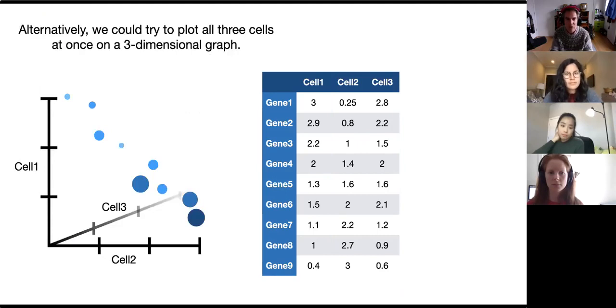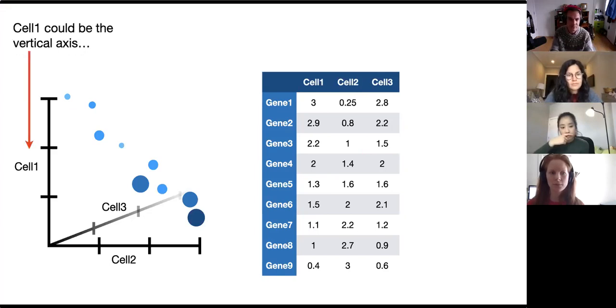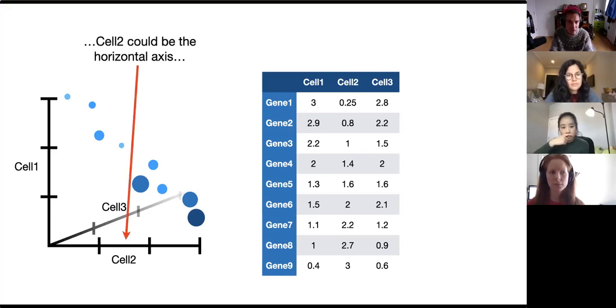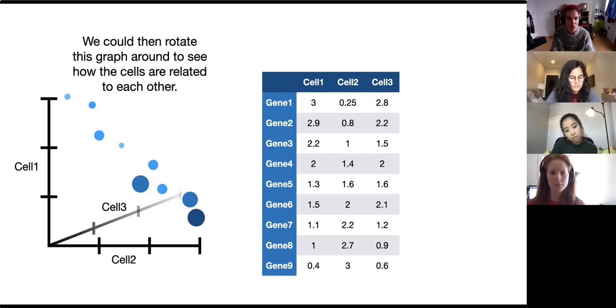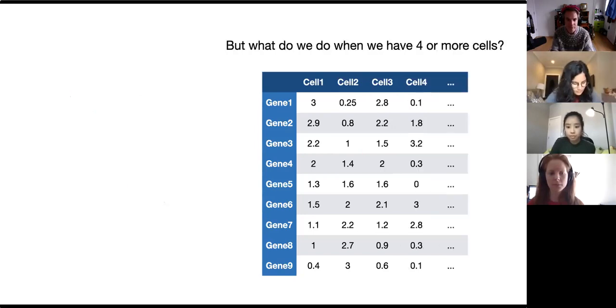Alternatively, we could try to plot all 3 cells at once in a 3-dimensional graph. So here we've got cell 1 on the y-axis, cell 2 on the x-axis, and cell 3 on the z-axis. Cell 1 is the vertical, like I was just talking about, and cell 3 is that depth thing, which is kind of hard to imagine, but we're just going to go with it. Okay, we could then rotate the graph around to see how the cells are related to each other.